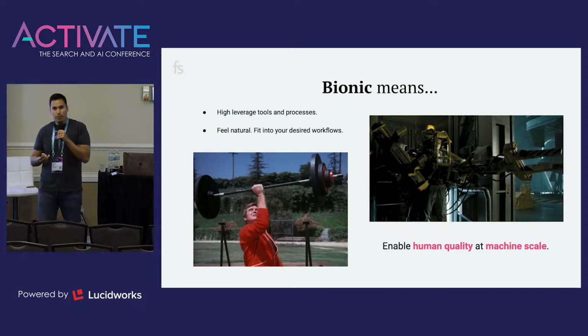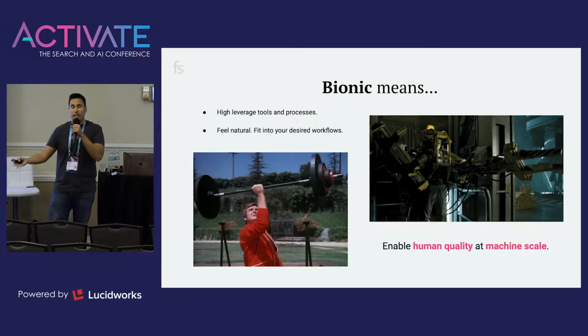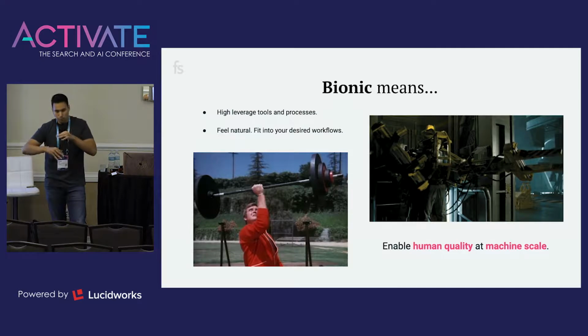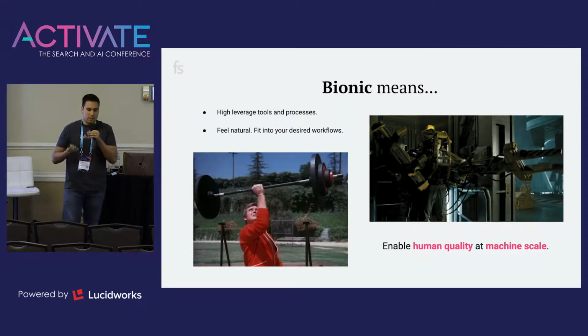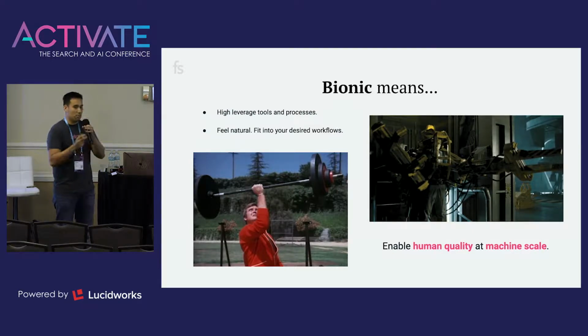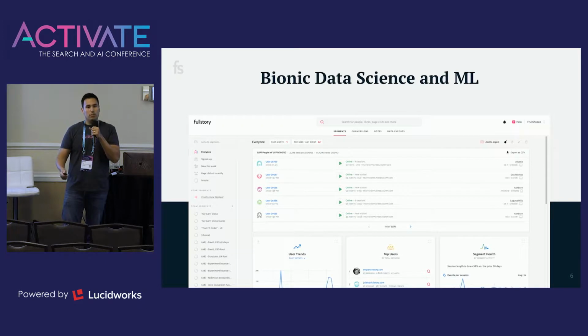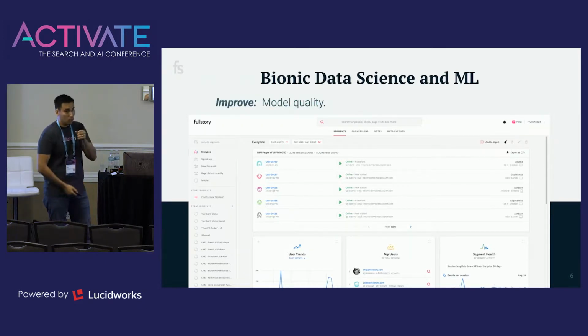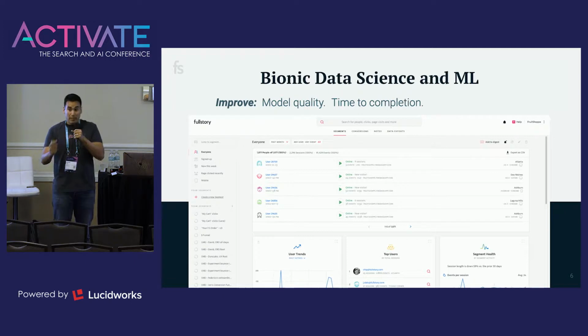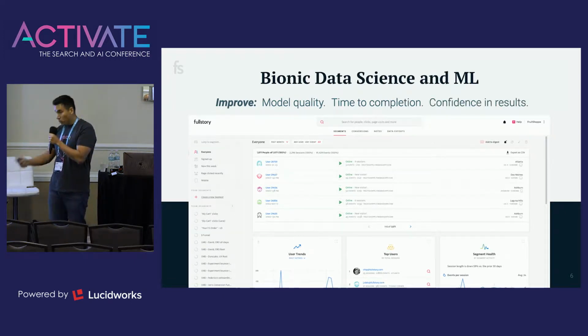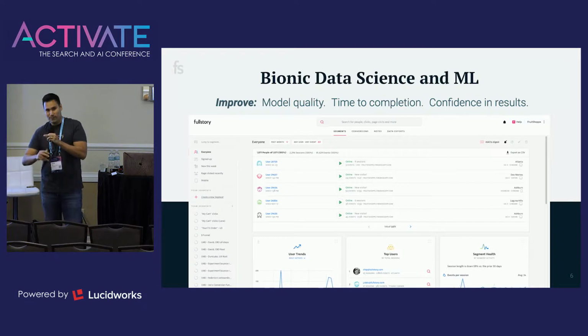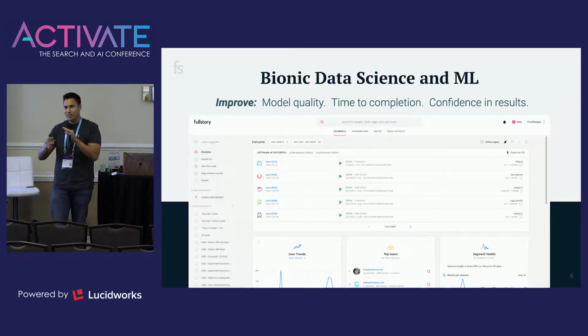These all come together to enable what we call human quality at machine scale. Just because something is high leverage or gives you a broad impact doesn't mean you need to lose the subtle intuitions, nuances or insights that you'd otherwise have if you were doing something at a smaller human scale. At a very high level, what do we want from a Bionic data science and machine learning workflow? We want something that will help improve your model quality, speed up your time to completion, and of course, increase confidence in your results. Now, this is all high level and sounds wishy-washy, so let's get a little bit more concrete.